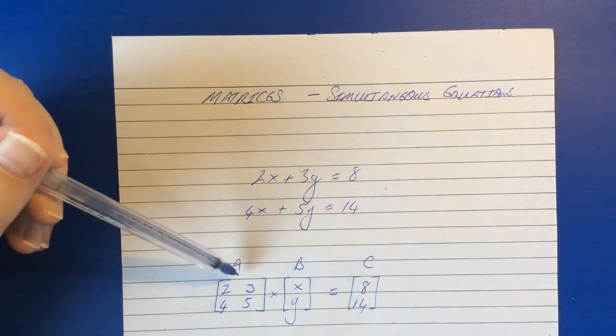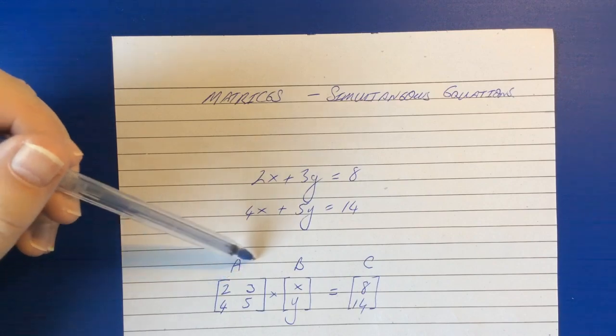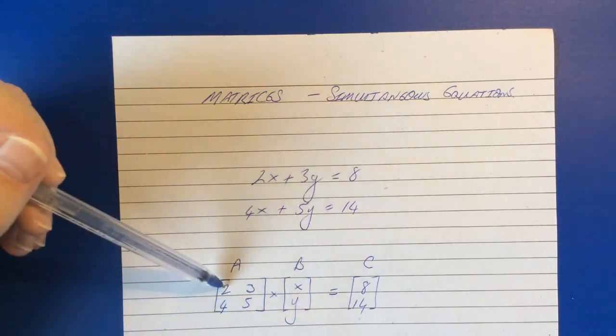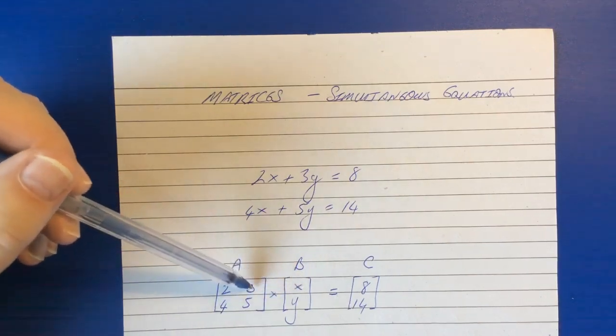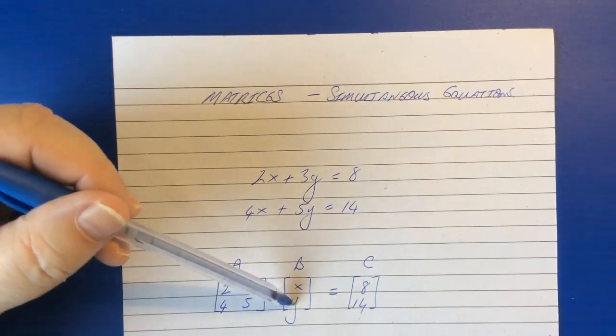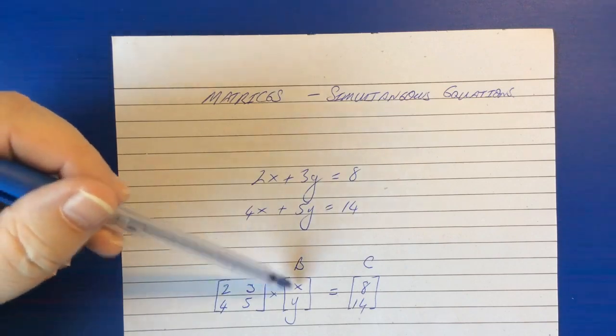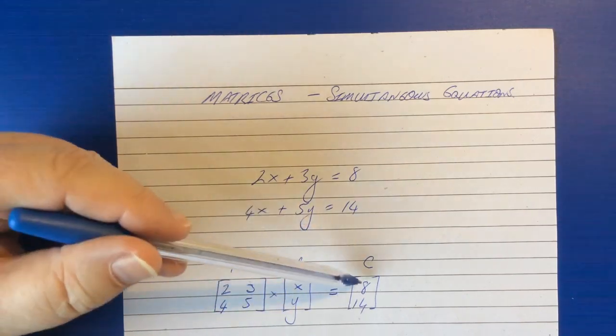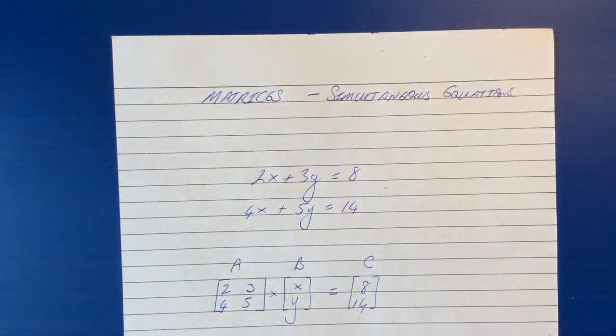So basically, we're just rewriting this in matrix form. So we wind up with 2 times x plus 3 times y, which is how you multiply a matrix across and down, and 4 times x plus 5 times y, and they equal 8 and 14 respectively.